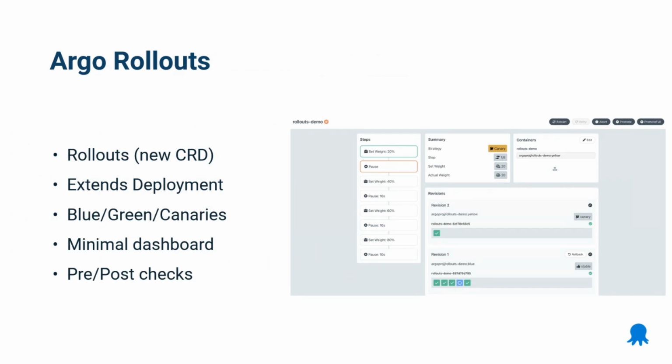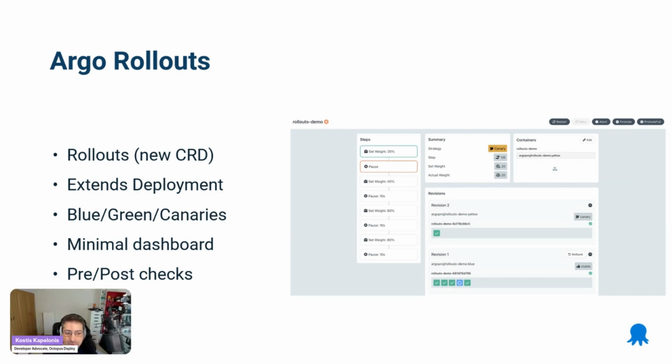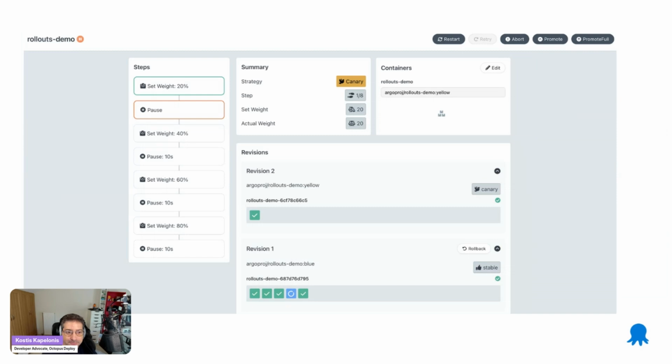So Argo Rollouts introduces its own resource, which you're going to see, and it's a superset of the standard Kubernetes deployment, and this is how you do blue-greens and canaries. And there is also the possibility to do some pre and post checks, which is the smoke test or the unit test that we were discussing before.